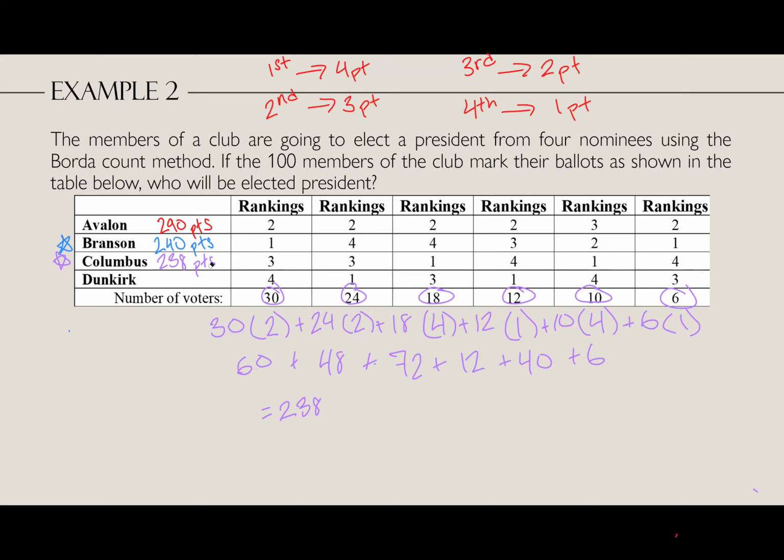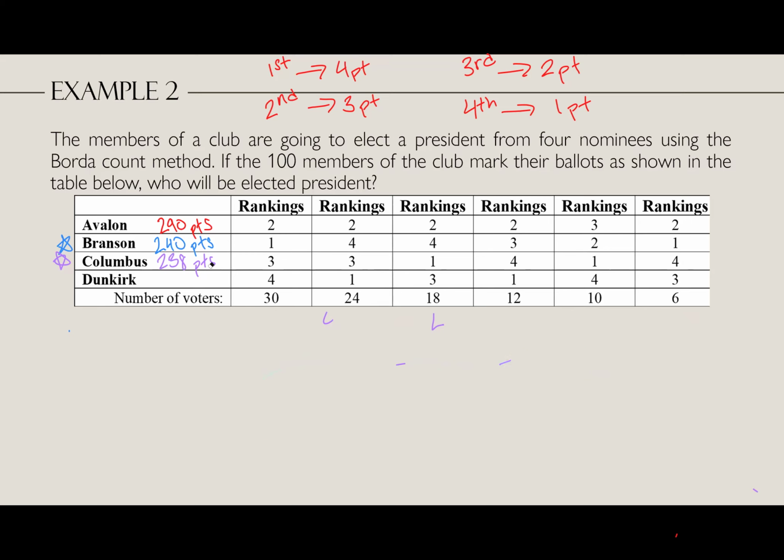Now let's check out our last candidate, Dunkirk. Let's see how they're doing in the polls. So once again, let's mark my votes based on their point value. So Dunkirk, fourth place translates to 1 point. First translates to 4. Third translates to 2 points. First is 4 points. Fourth is 1 point. Third is 2 points. And now we account for the voters.